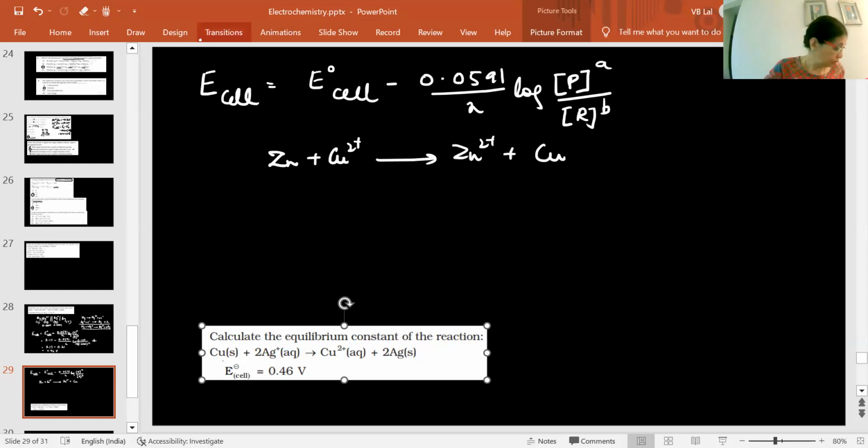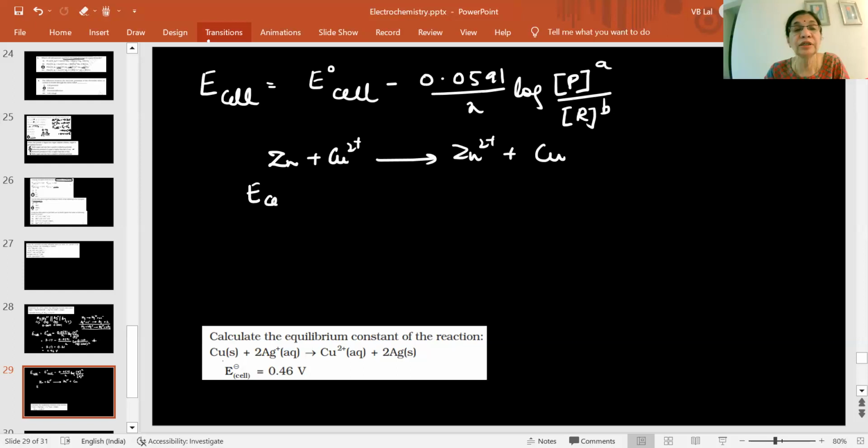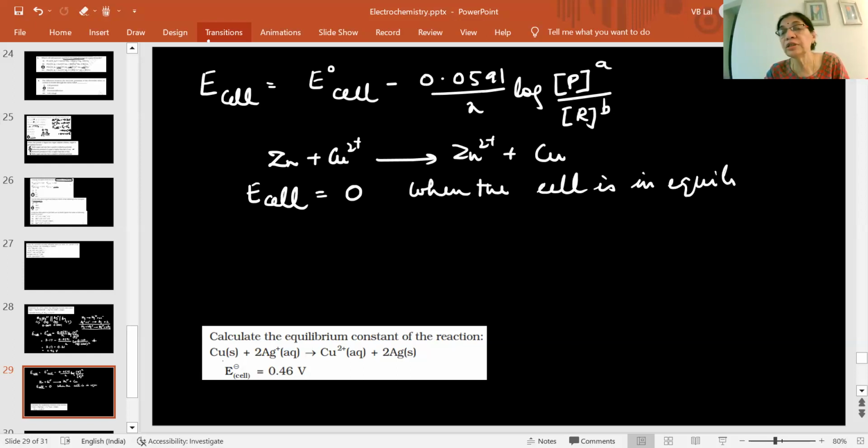becomes 0. So E cell becomes 0. You can say the cell is now in equilibrium. No reaction is taking place. So E cell becomes 0 when the cell is in equilibrium. So it reaches a state of equilibrium and E cell becomes 0.